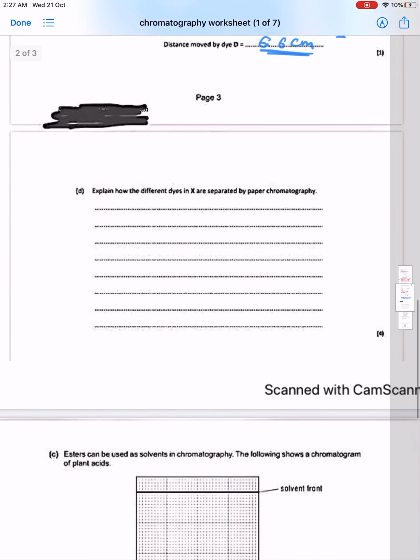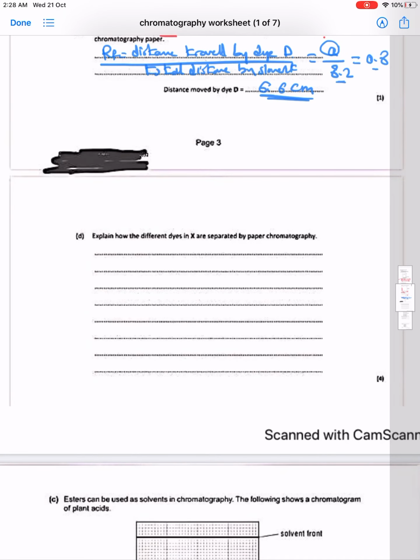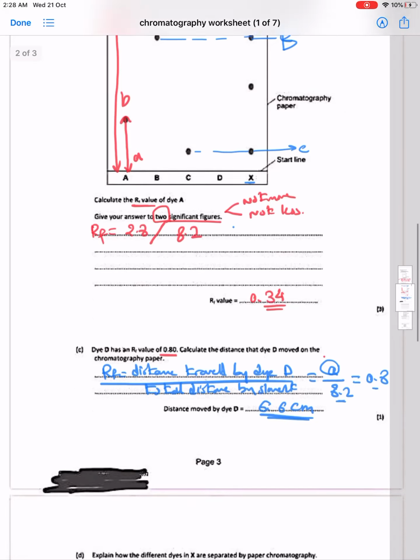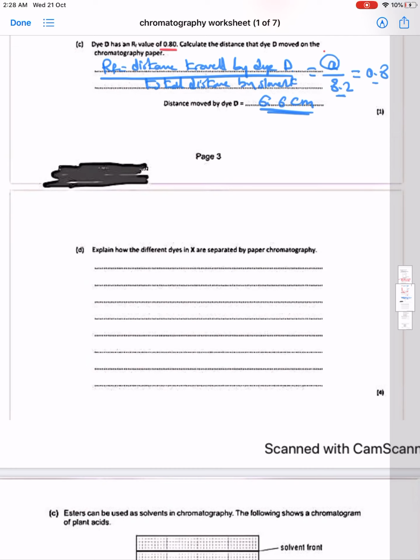Okay, now explain how the different dyes in X are separated on the chromatography paper. As you see here, guys, this is the food coloring, and it shows that it has dye C. It has as well dye B, and it has one other dye that's not identified. Okay, so dye C and dye B over there. So what basically is the idea of chromatography that made this food coloring separate into more than one component? This is a 4 marks question, on how the different dyes in X are separated by paper chromatography.